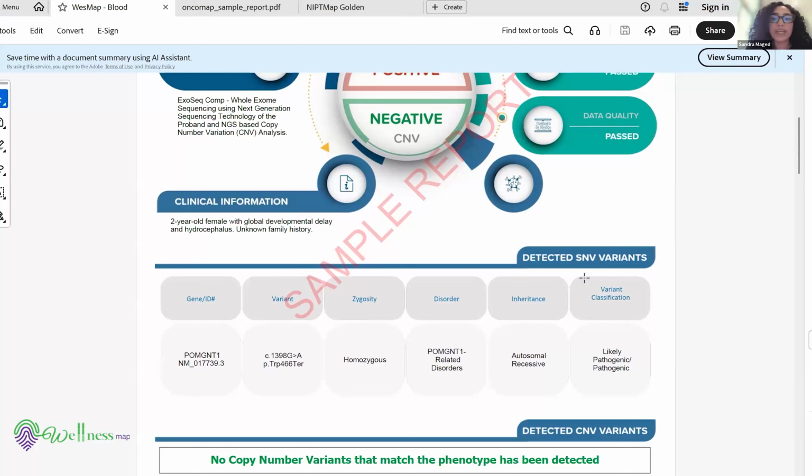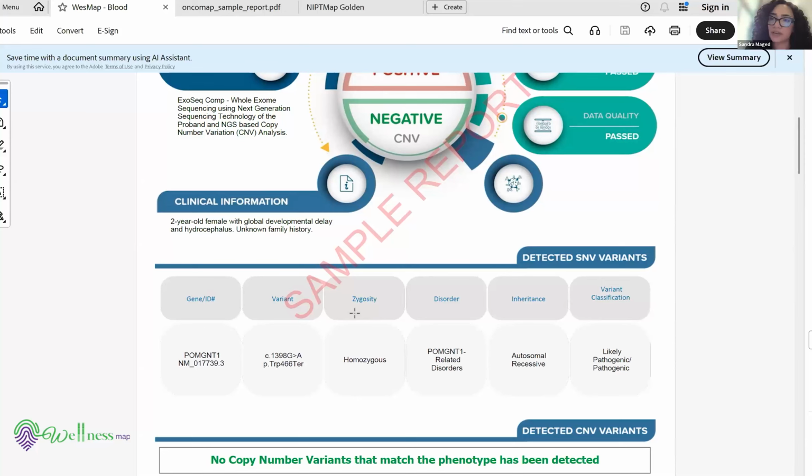Okay. Then after we see the first part, which is a summary of the whole report, we can see in front of us the exact SNV that we've detected. So in here, that's a sample report again. That's not something that we're going to see with every single patient, but we see here the gene ID. Then we see the variant, which variant exactly is present in that sample. And then we see the zygosity. With zygosity, we mean whether it is homozygous or heterozygous.